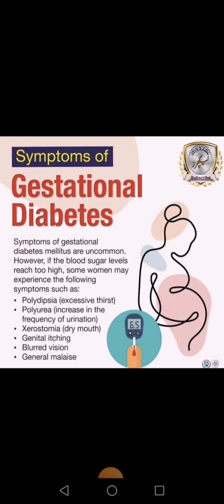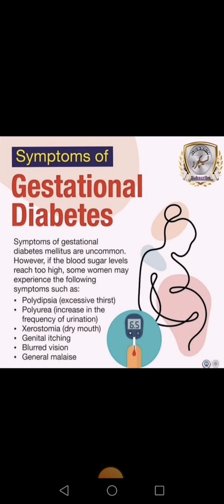Now here are some symptoms of gestational diabetes. First is polydipsia, that is excessive thirst for the mother. The mother may have to face excessive thirst. Second, polyuria, an increase in the frequency of urination. The mother may urinate frequently and excessively. And third is xerostomia, that is a dry mouth. The mother may face a dry mouth condition.